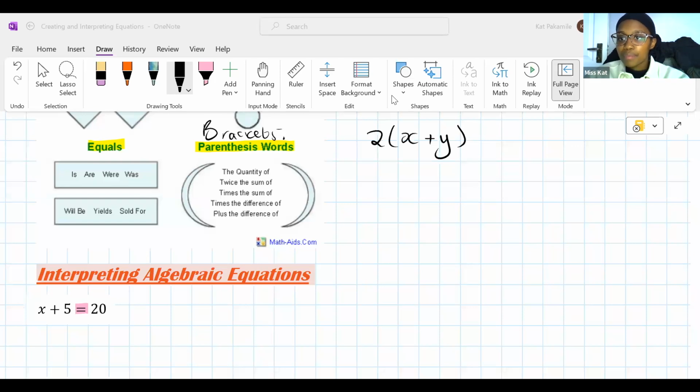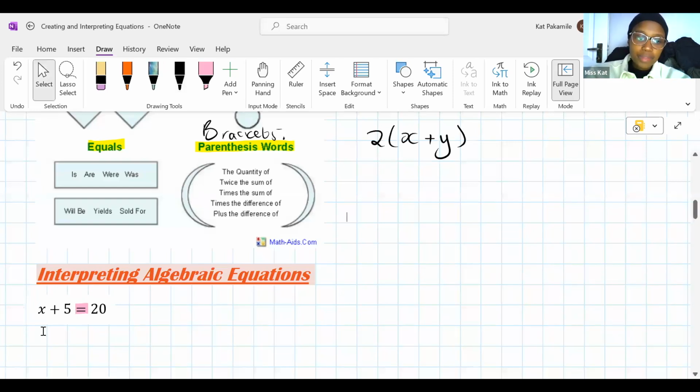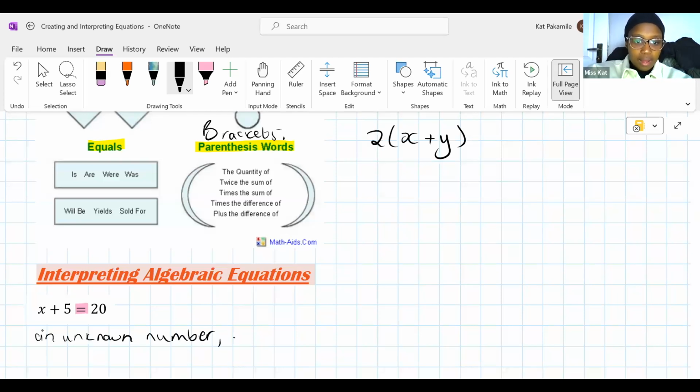Unknown number. Add 5 to 6. Okay, so you said an unknown number. Add 5. Equals 20. Equals 20. So that's how you would write this down.